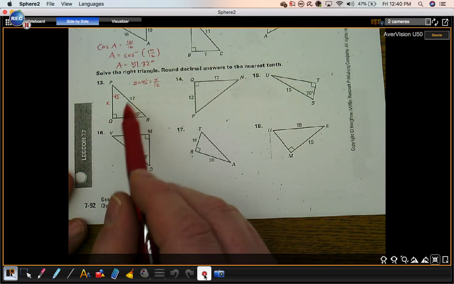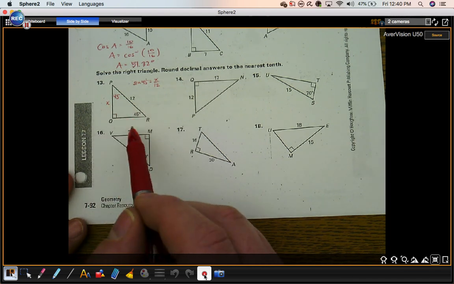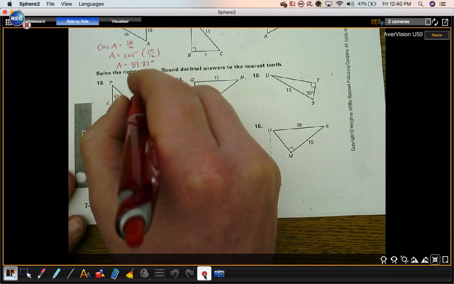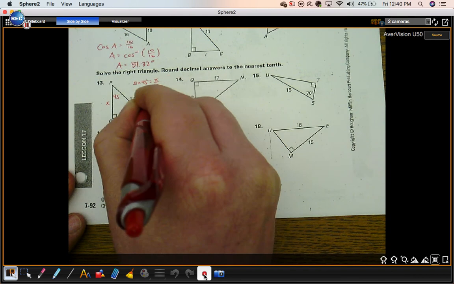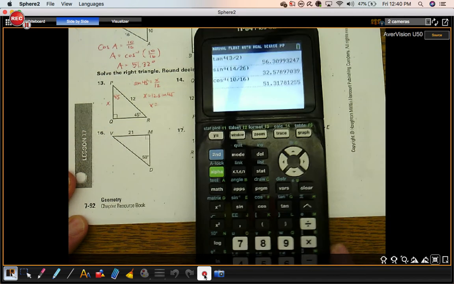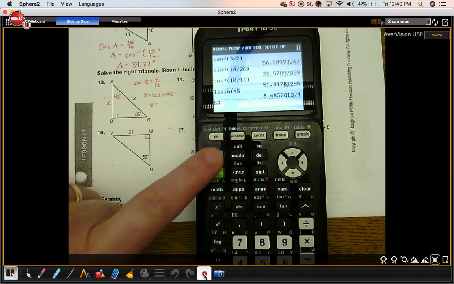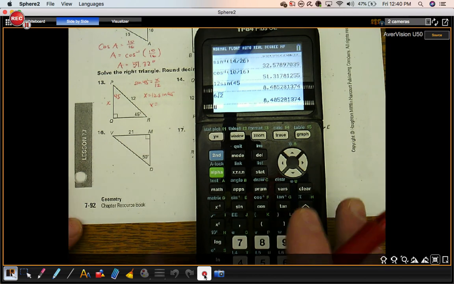Now remember, this is a 45, 45, 90 triangle. You should know that this is 6 square roots of 2. But we'll use sine here just because we already have it written out. So x is going to be 12 sine 45. We'll type that in. It's going to give you 6 square roots of 2, but the decimal version of it. See that? So we'll call it 8.49.